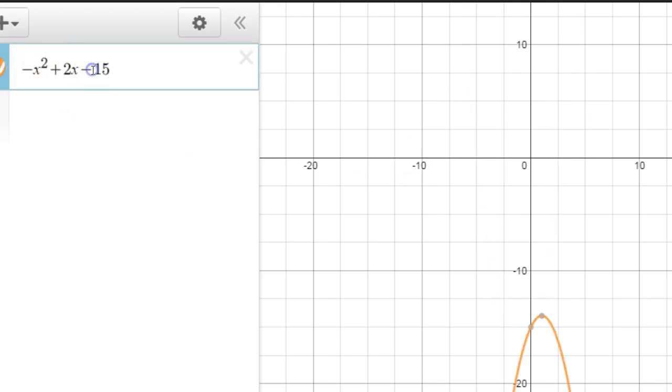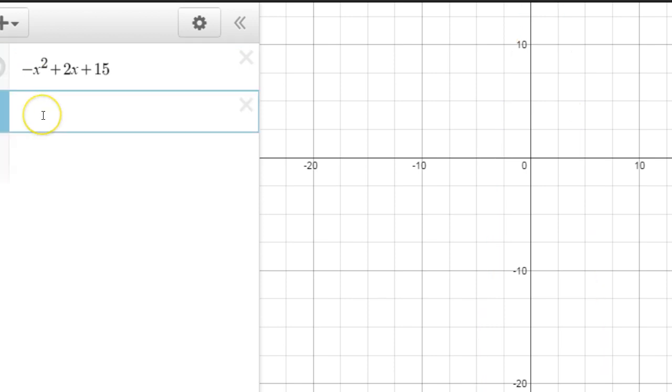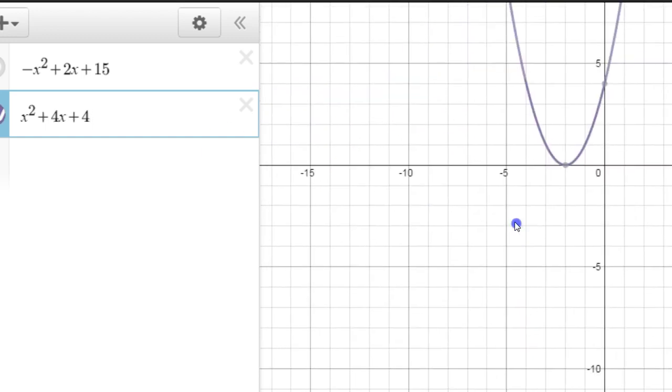Oops, maybe not so much negative. Let's change this to a positive. Voila. As you can see, it could be going up, it could be going down. It still hits the axis twice. Now, what about these ones? This is x squared plus 4x plus 4. I was messing around with it earlier, and I didn't want to talk about it right then.